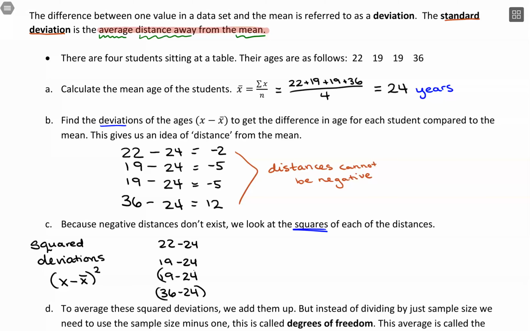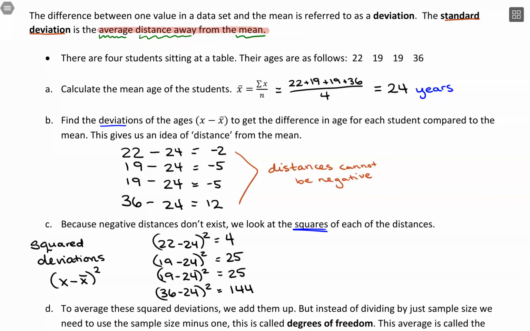But then we'll take those differences and square them, which will force each of those to then be positive. So instead of a -2, we'll have a +4, 25, 25, and 144. So we do this so that we get positive values out using these squared deviations. So where we're at with this is finding this distance away from the mean for each of the values, although something we had to do to take care of those negatives is right now we're at these squared distances away from the mean.